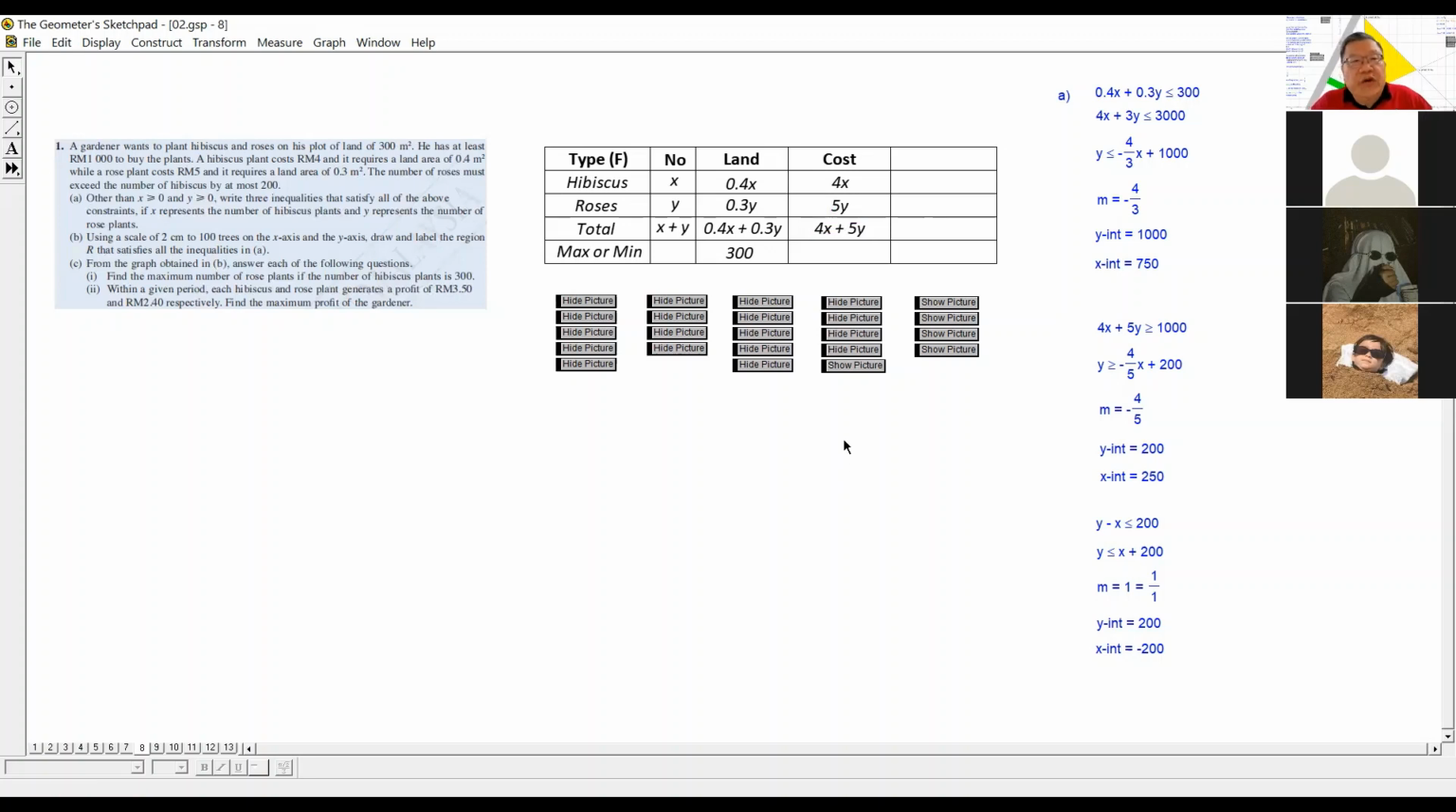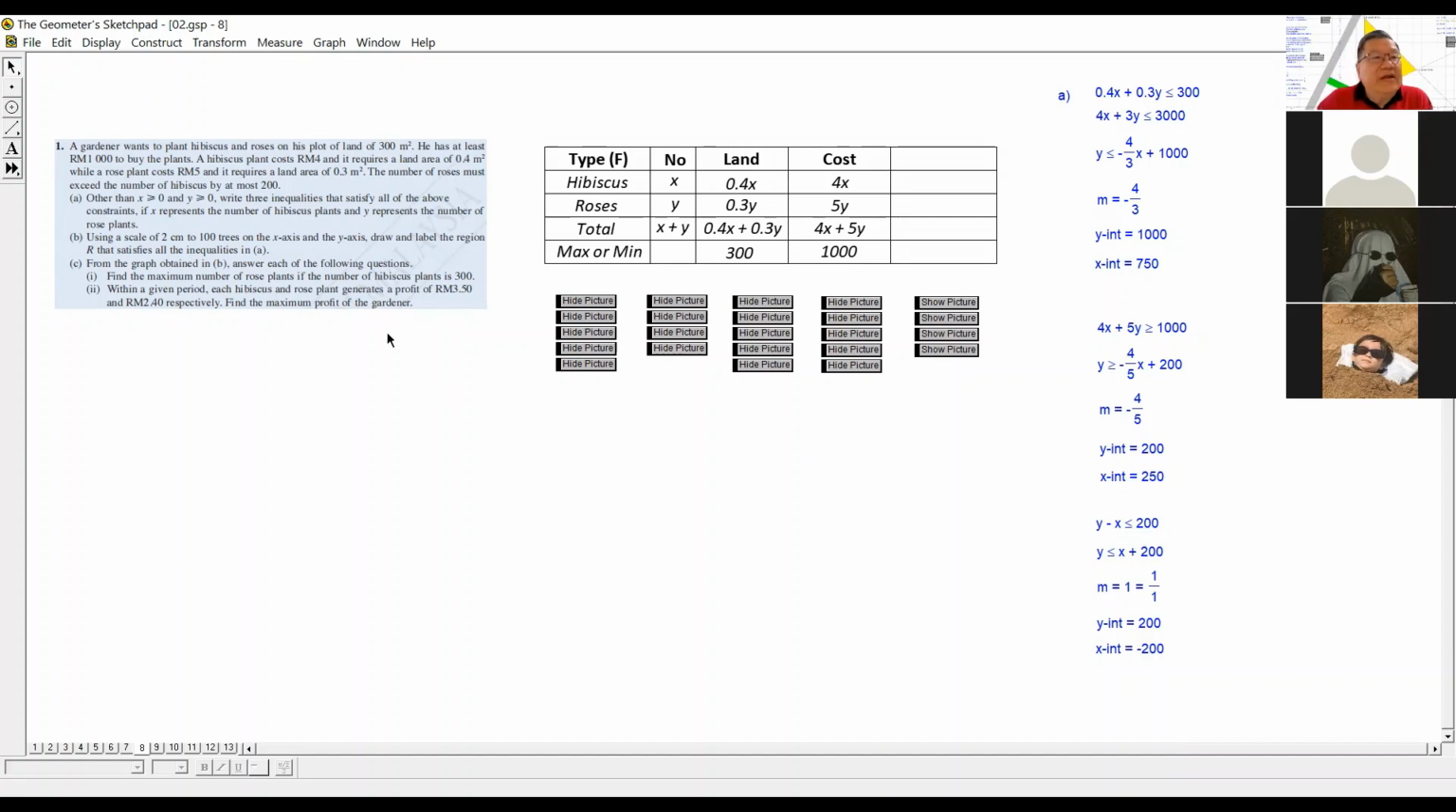What is the constraint on this cost? 1000 ringgit. He has at least 1000 ringgit. So he must have more than 1000 ringgit. That is the constraint. Okay, here not less than 1000, 1000 here means more than 1000.